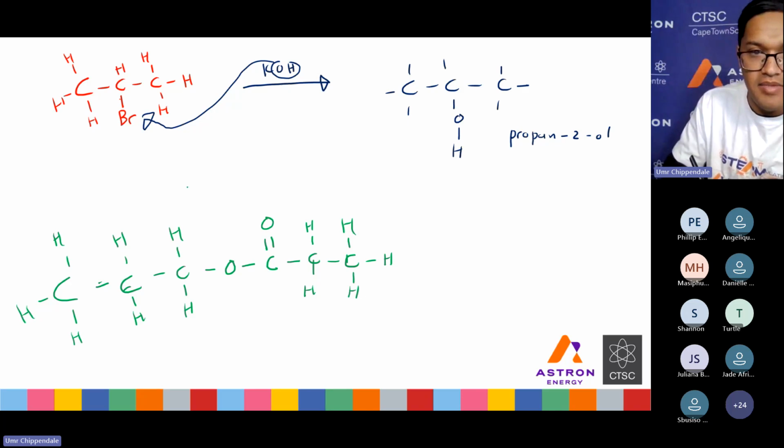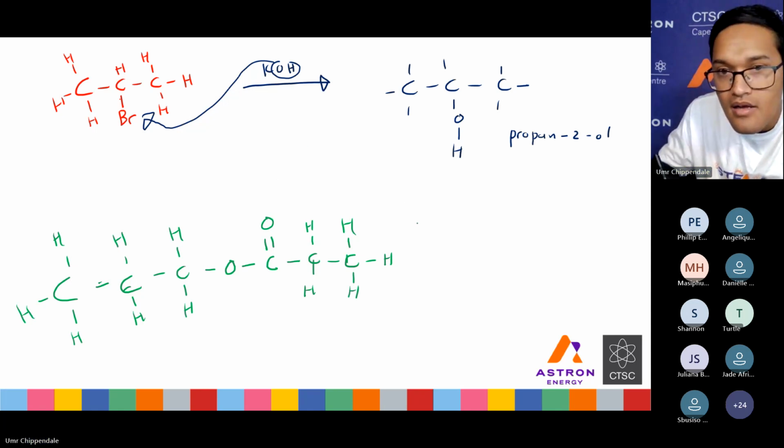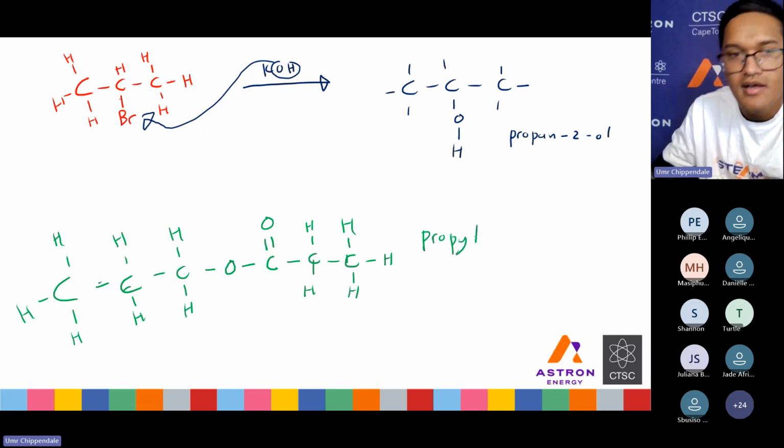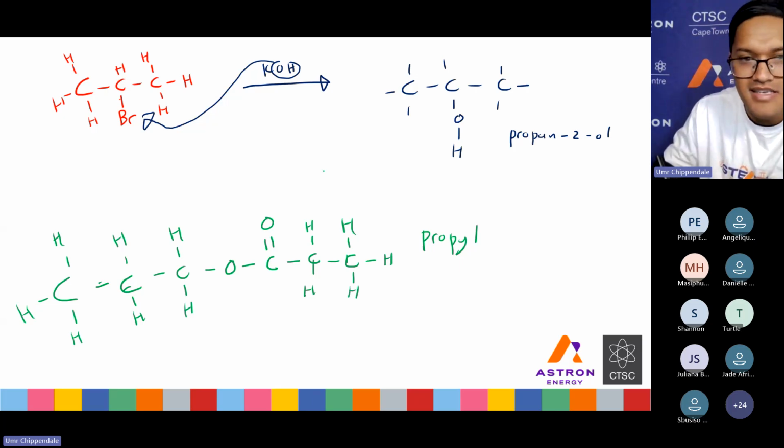So this ester, remember the part that does not have the double bond is your alcohol. So how many carbons are there? 1, 2, 3. So it's going to be propyl. So that answer is propyl. The part that does have the double bond is your carboxylic acid, and it's going to have an oate at the end. So meth, eth, prop. So that's ethanoate.